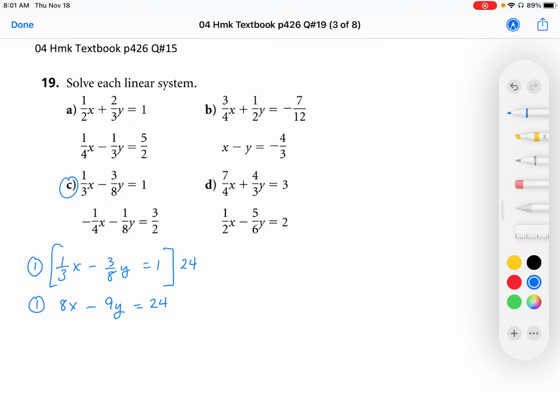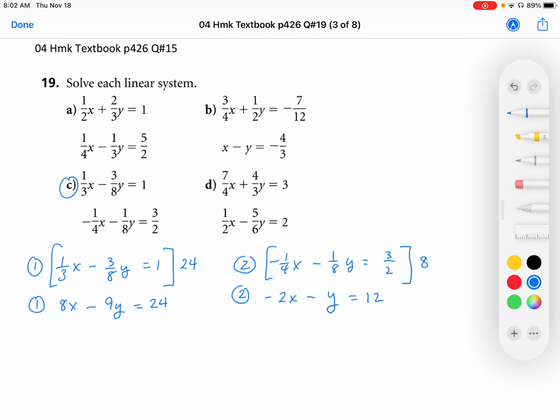So there's equation 1. Moving on to equation 2, I have negative 1 over 4x minus 1 over 8y is equal to 3 over 2. I'm going to multiply this by 8, the lowest common denominator, and that will get rid of my fractions as well. So 8 divided by 4 is 2. The 8's cancel out here, so I end up with negative 1y. 1.5 times 8 is 12, or I can do 3 times 8 divided by 2 is 12. Okay, so there's my second equation.